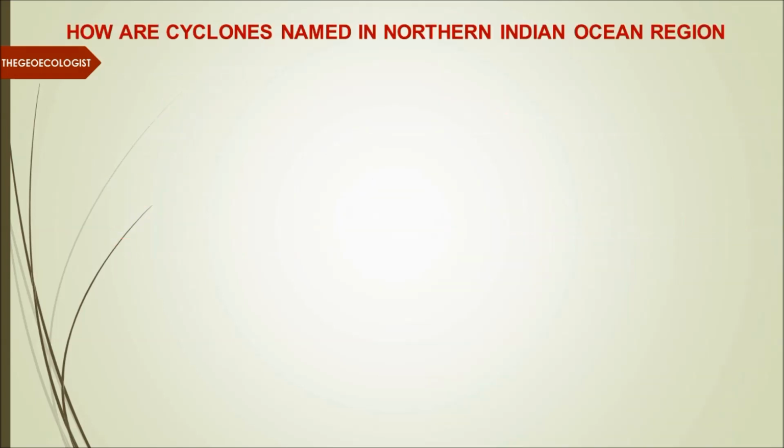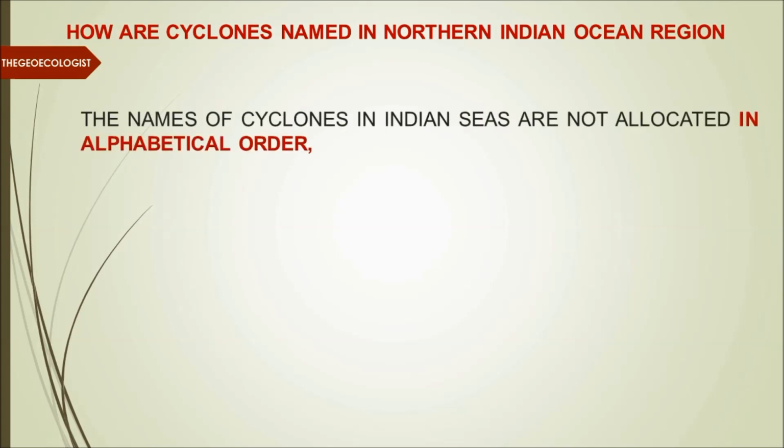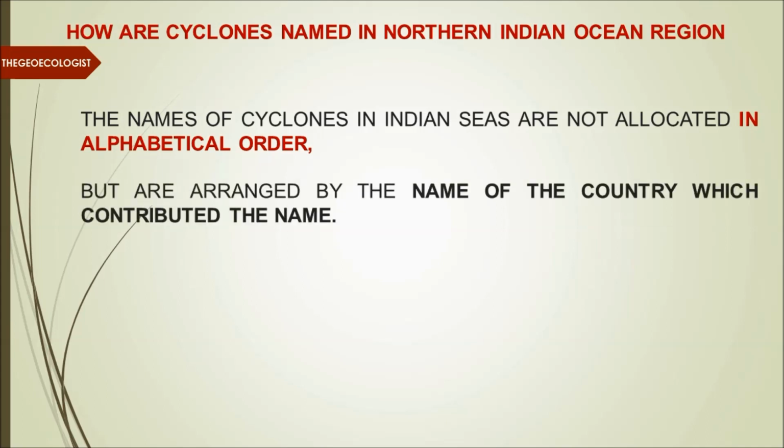Now let's understand how cyclones are named in the Northern Indian Ocean region. The names of cyclones in Indian seas are not allocated in alphabetical order. It's not alphabetical at all in the context of our Indian Ocean. Now what is it? They are arranged by the name of the country by which the names have been contributed or suggested.